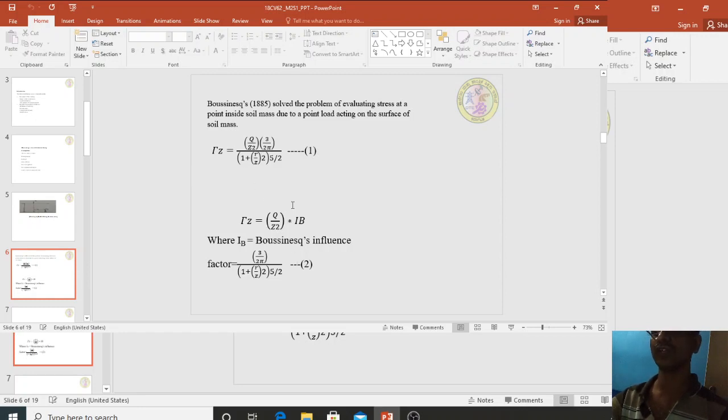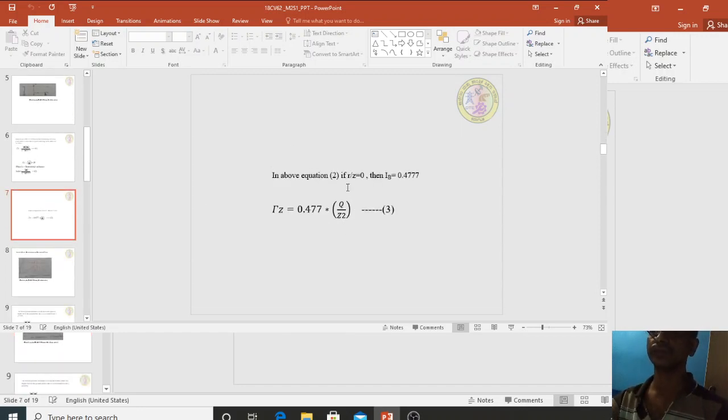Before going further, let us understand one more constant. That is the modification of this equation: 3 by 2 pi divided by [1 plus (R by Z) whole square] whole to the power 5 by 2 is called Boussinesq's influence factor, which is denoted as IB. So equation 1 can also be written as sigma Z equal to Q by Z square into IB, where IB is Boussinesq's influence factor.